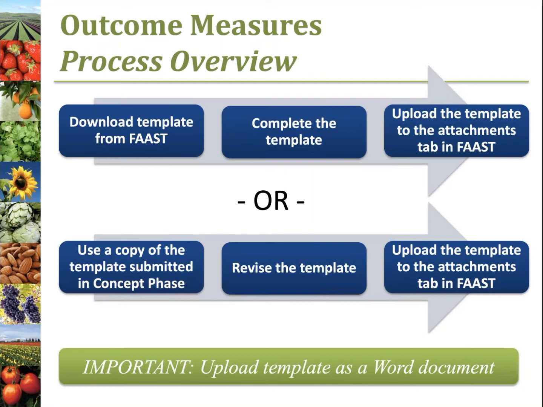Completing the outcome measures template for the grant proposal phase will work just as it did for the concept proposal phase. Download the template from the FAST website to your computer, complete the template, and upload the finished document to the Attachments tab in FAST. Alternatively, you may use the copy of the template submitted with the concept proposal and revise the template as needed. However, keep in mind that you must upload the template in the Attachments tab for the grant proposal phase, and as before, the template must be uploaded as a Word document.